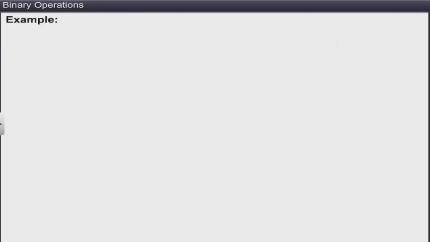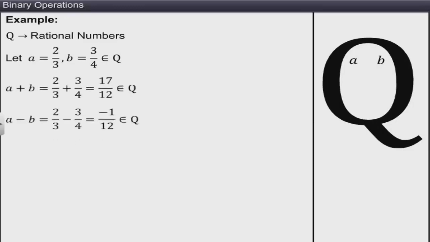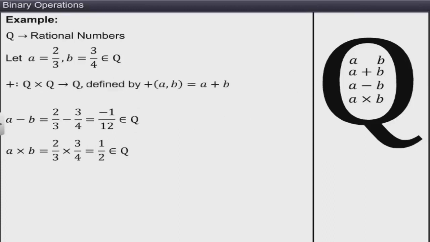Let us consider an example to take a broader view. Let Q denote the set of rational numbers. Let A and B be any two rational numbers. Now, on adding, subtracting and multiplying any two rational numbers, we get another rational number. Hence, the function addition from Q cross Q to Q, defined by plus of A comma B is equal to A plus B, is a binary operation.